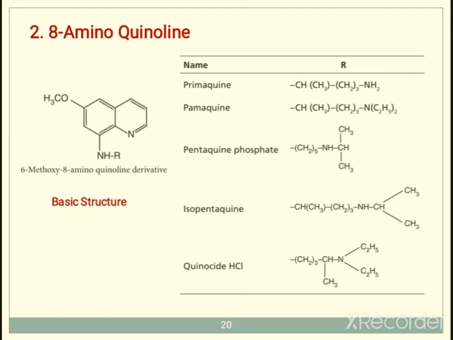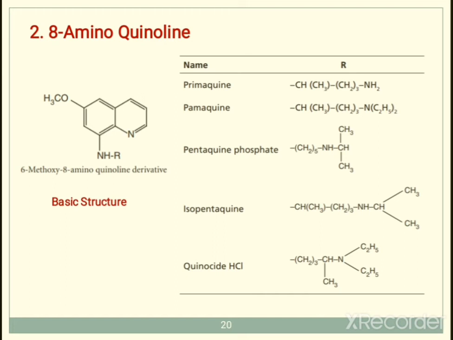Okay, so 1, 2, 3, 4 and the 5th position is free, at the 6th position there is a methoxy group, 7 is free, and at the 8th position there is an amino group, NHR. So the IUPAC name is 6-methoxy-8-aminoquinoline derivative. This is the basic structure. Now examples are again given over here.